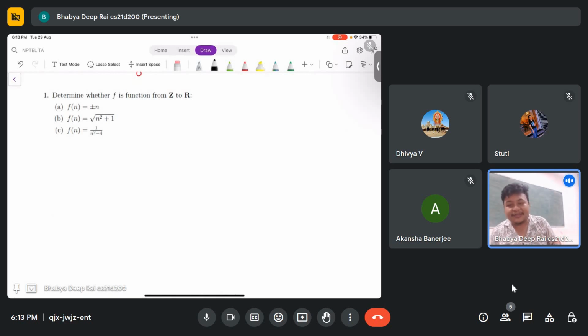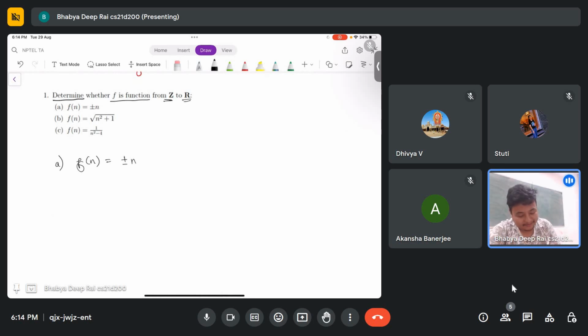First, we'll just solve this simple question. All right. So let's look at the first question. The question says the following: determine whether f is a function from integers to real numbers. Now the first question says f of n equals plus minus n.